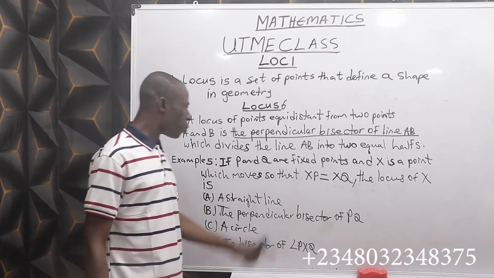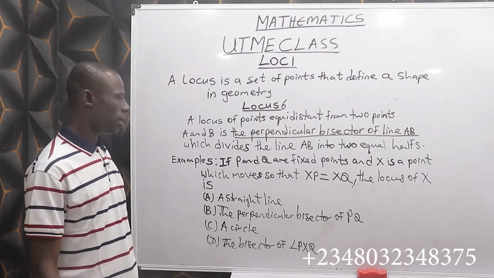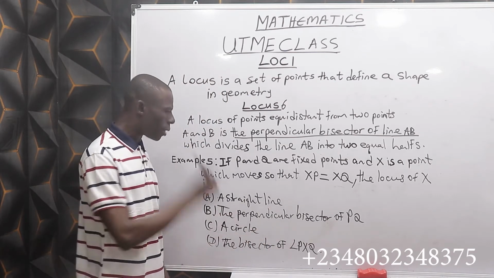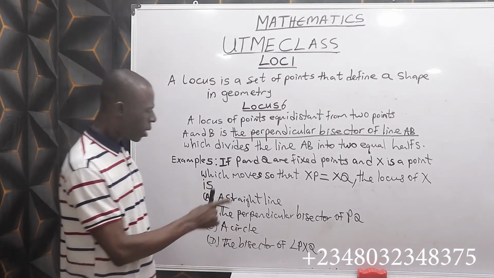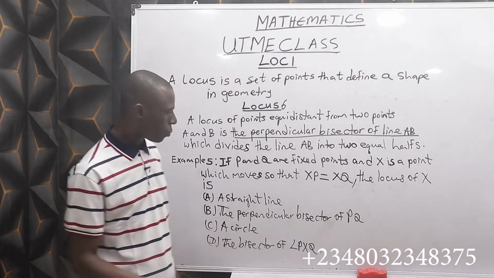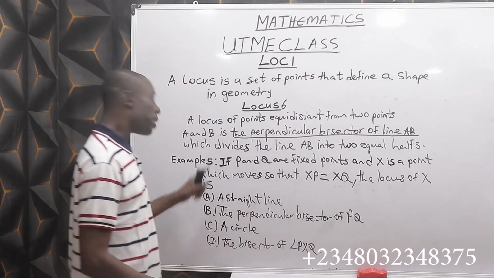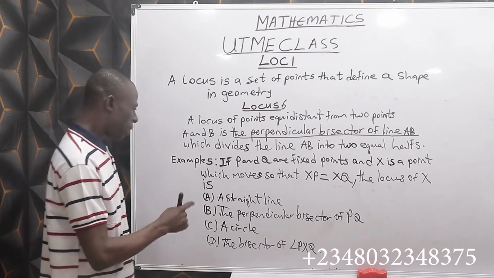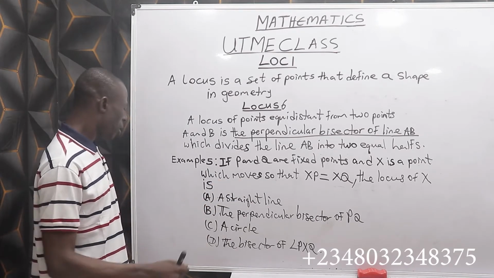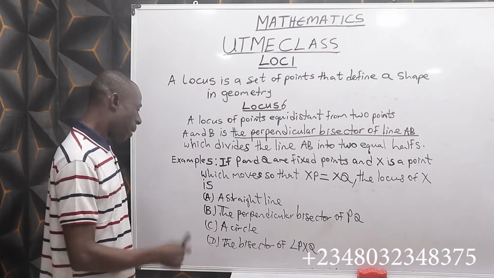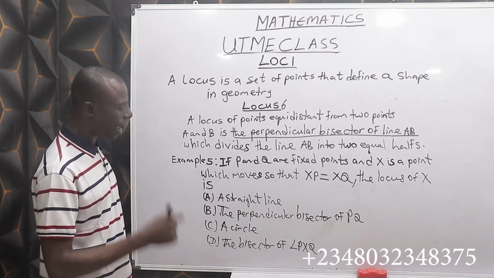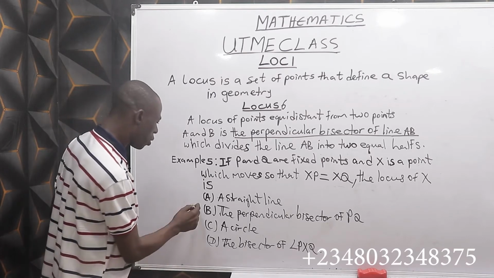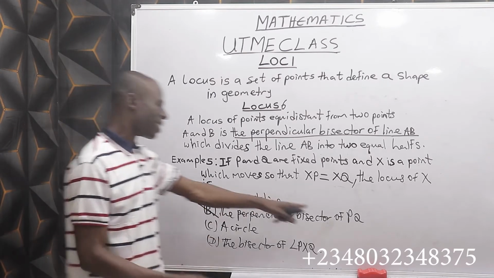If P and Q are fixed points, and X is a point which moves so that XP is equal to XQ, the locus of X is what? A, a straight line. B, the perpendicular bisector of PQ. C, a circle. D, the bisector of angle PXQ. The correct option here is option B, the perpendicular bisector of PQ.